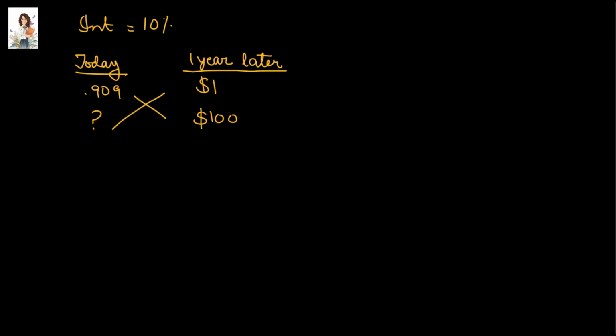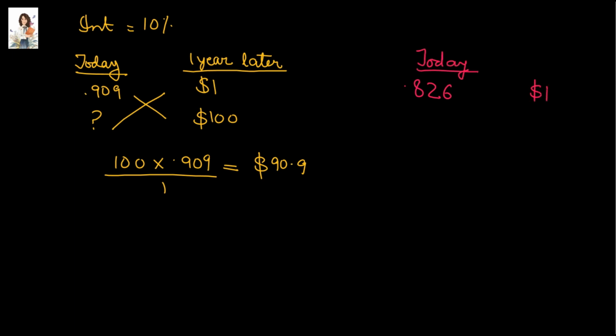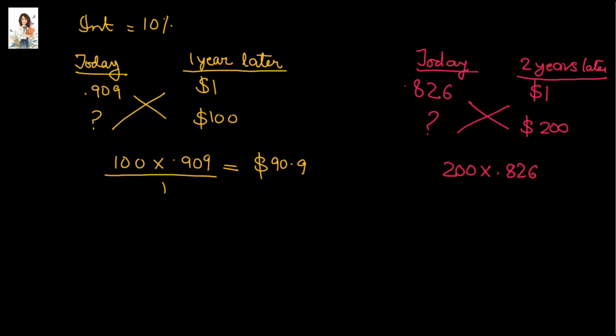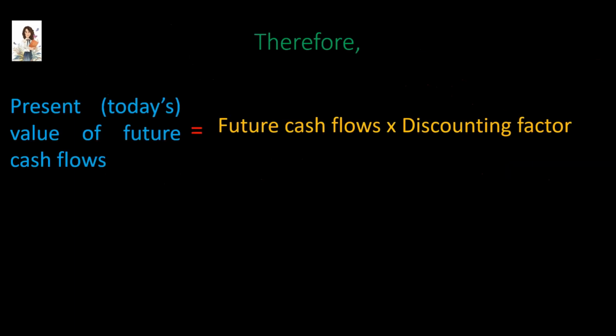Let us cross multiply. 100 into 0.909 upon 1 that is $90.9. Similarly, $0.826 today is equal to $1 received 2 years later. So if we receive $200 2 years later, its value today will be 200 into 0.826, that is $165.2. Therefore, present value or today's value of future cash flows is equal to the future cash flow multiplied by the discounting factor.